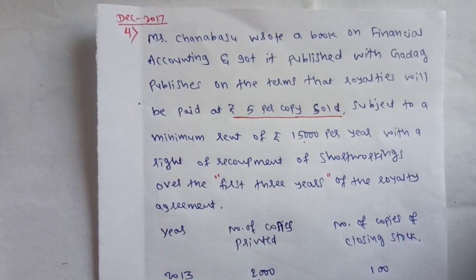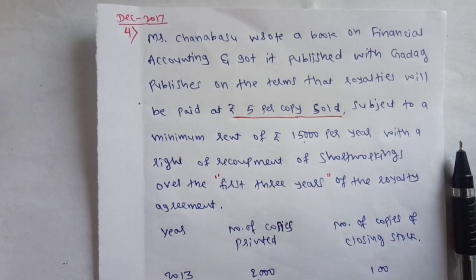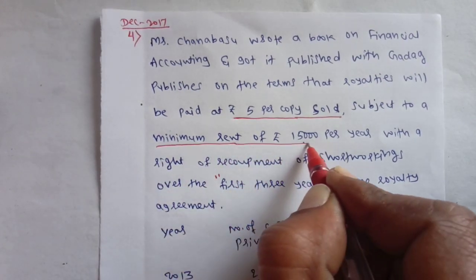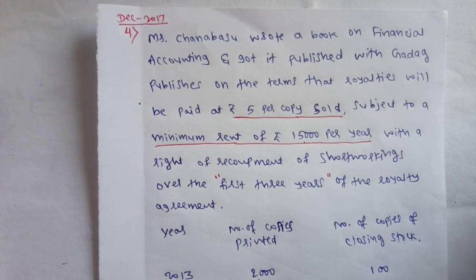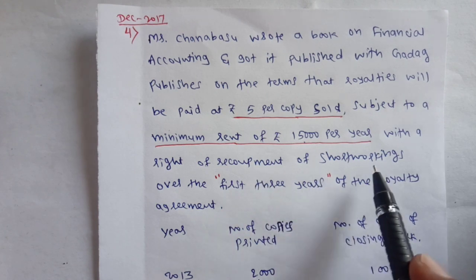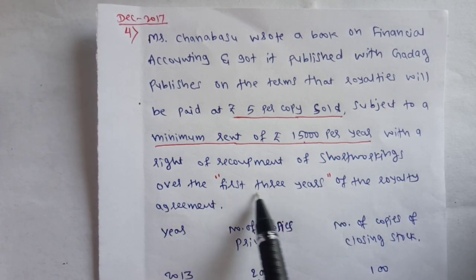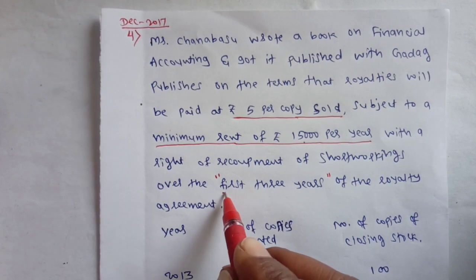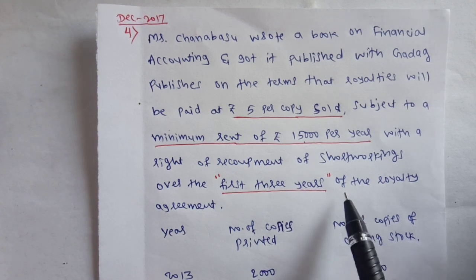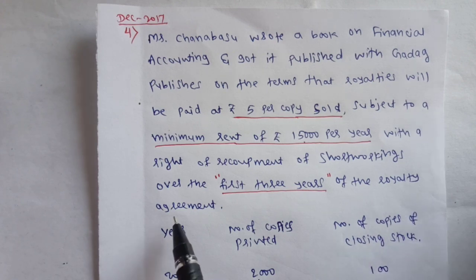subject to a minimum rent of rupees 15,000 per year, with a right of recoupment of short workings over the first 3 years. Okay, so this is important. Recoupment of short workings is only available for first 3 years, and after 3 years if any short workings take place, then the recoupment is not possible and it is not given of the royalty agreement.